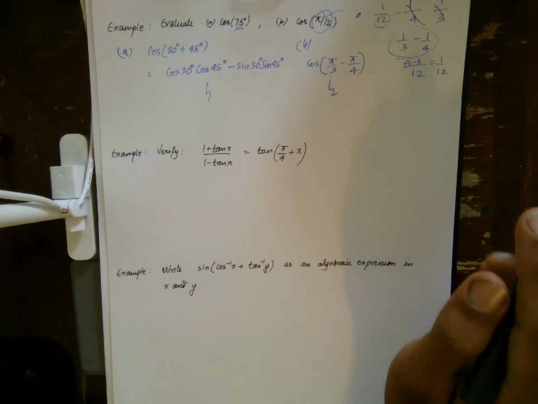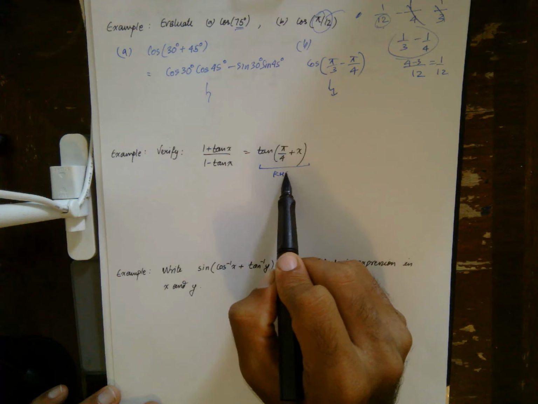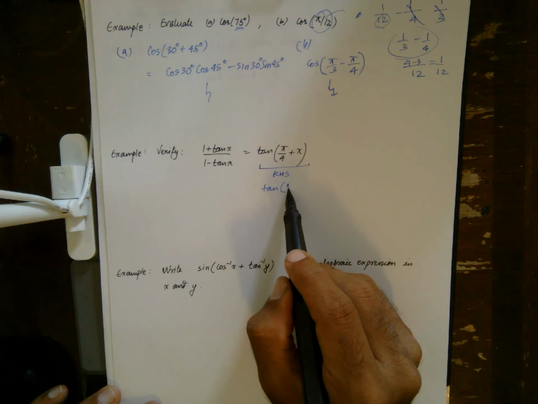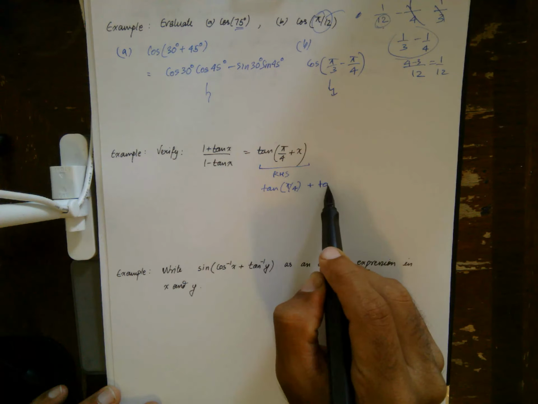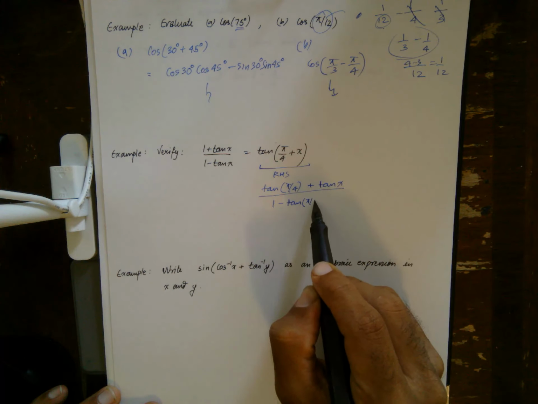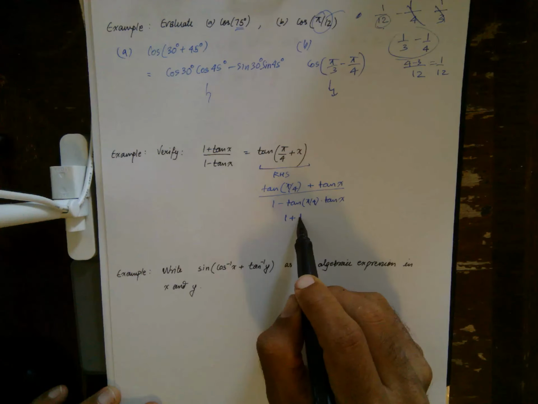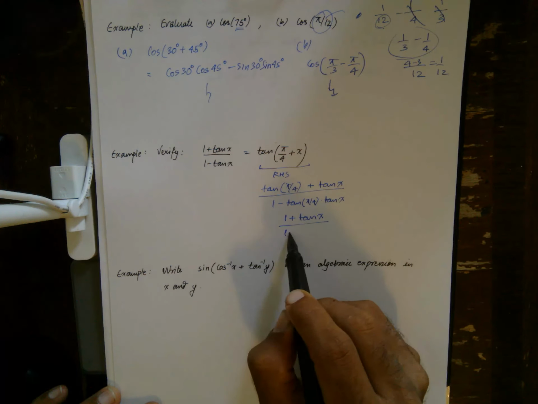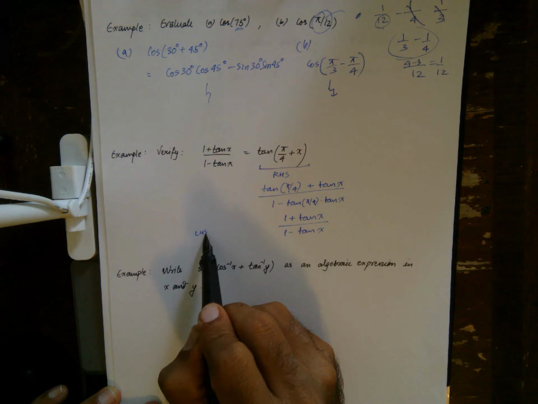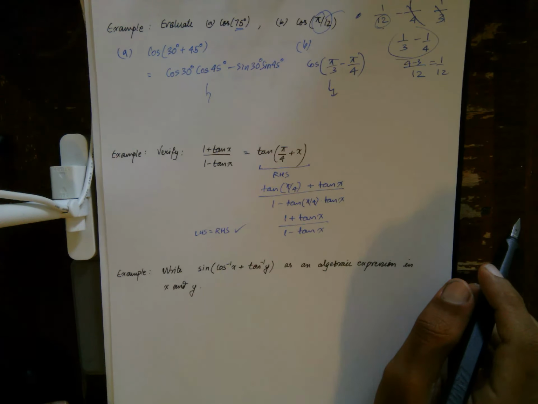Let's see a verification. Once again, verification means I look at right hand side and I apply the formula for addition of tangent. This means tan A plus tan B over 1 minus tan A tan B. But tan pi over 4 is exactly 1. So this is 1 plus tan x over 1 minus tan x. Since LHS equals RHS, the verification is complete.